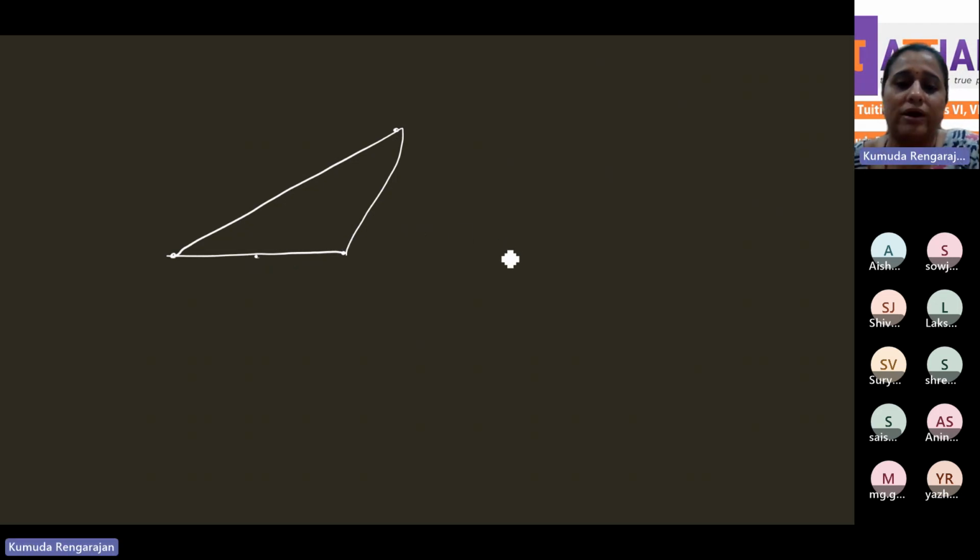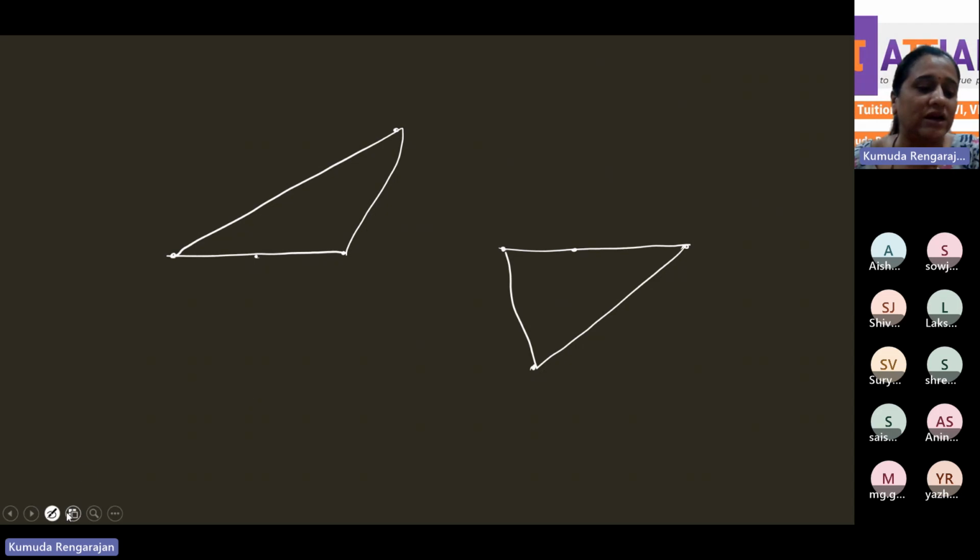Of the 4 points, if 3 points are collinear, that is, if they lie on the same straight line, and say 1 point is away, then the 3 points can be connected by the same straight line. By joining the 4 points, you cannot get a quadrilateral, but you get a triangle. So that's why that condition: no 3 points must be collinear. 2 points are always collinear.